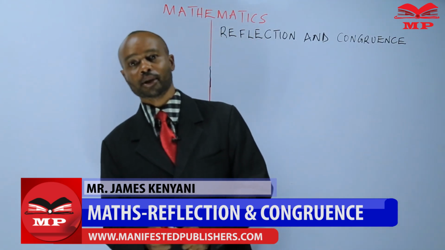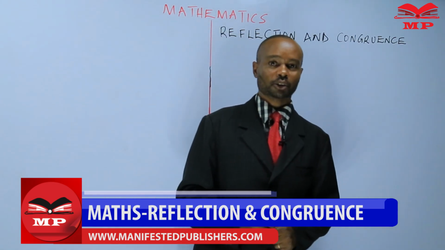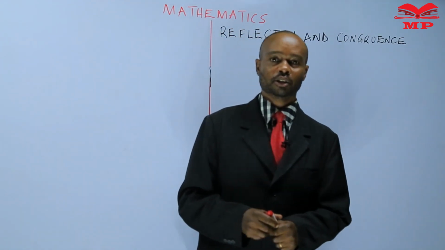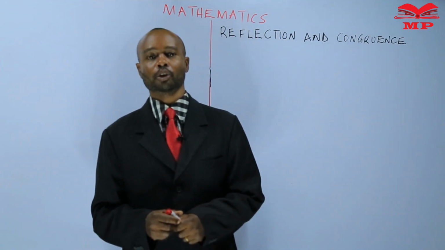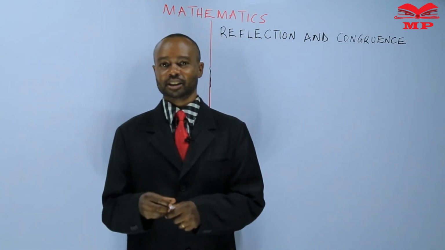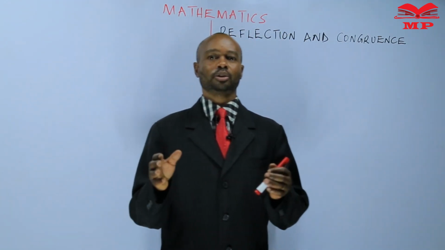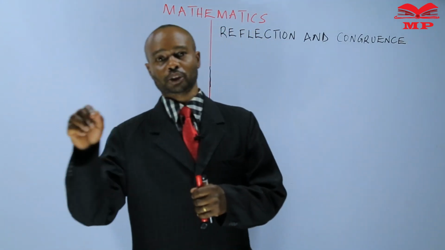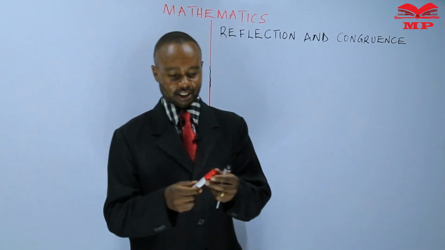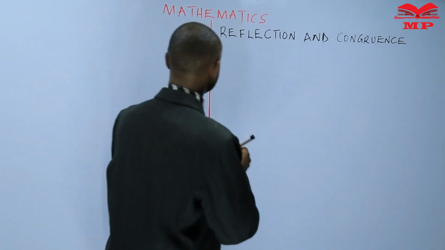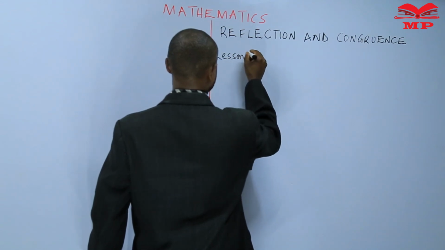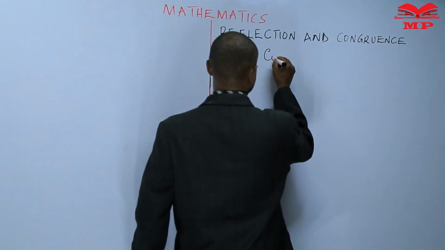We are going to go to the winding sessions of reflection and congruence. At this juncture, our lesson today will be congruency tests for triangles. When I mean congruency tests, it means what would you look at in two triangles to say that they are congruent, or they are exactly the same. So that's why the lesson goes congruency.